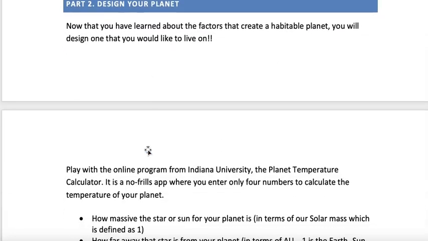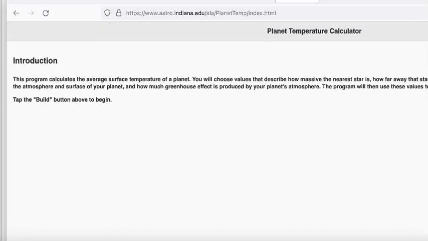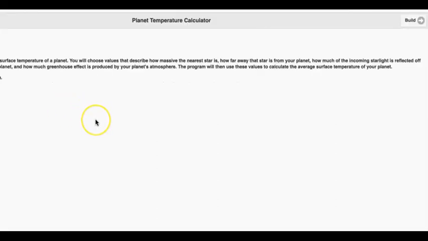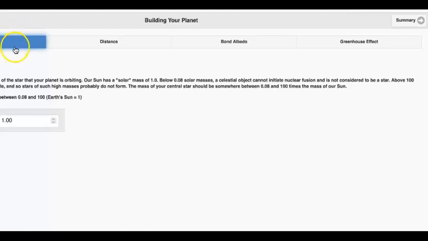Once you've gone through all that basic part, you're going to go to this program and design your planet. It's called the Planet Temperature Calculator. This no-frills planet temperature calculator won't fit on my Screencast-O-Matic, but I'm going to show the right side. If you go to the link, it will have a page with your introduction. You'll go to Build, which is in that top right corner, and then you're going to change the parameters. Click on the tabs up on the top.